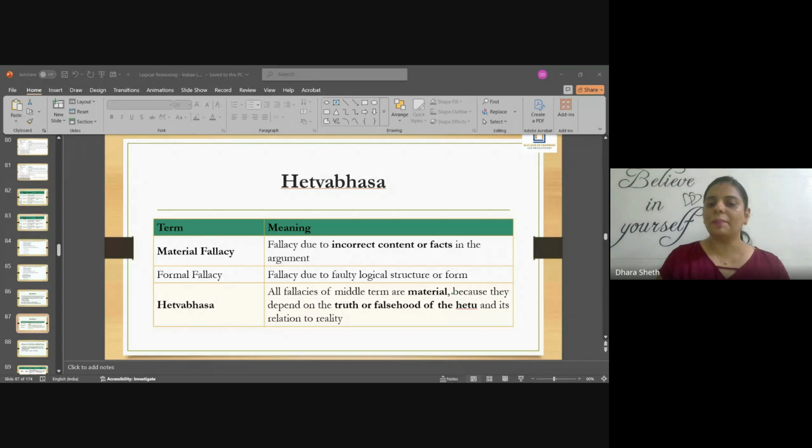All fallacies of the middle term are material because they depend on the truth or falsehood of Hetu and its relation to reality. This is essential to remember because they ask questions like, Hetvabhasa is what kind of fallacy? Is it formal fallacy, true or false? No, it is material fallacy. Okay?